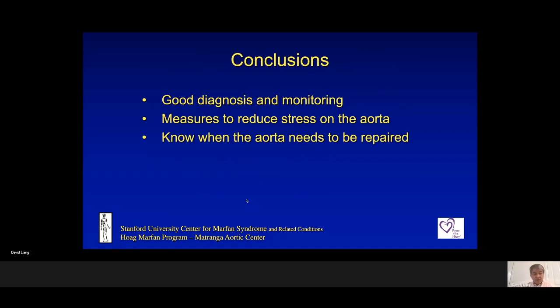So in summary, I think the keys to the medical management, probably as in most things, is good diagnosis, good monitoring. But then after that, our goals really are about trying to minimize the stress on the aorta, which is primarily the blood pressure. And then finally, I think understanding the disease and knowing when to ask for help is critically important.